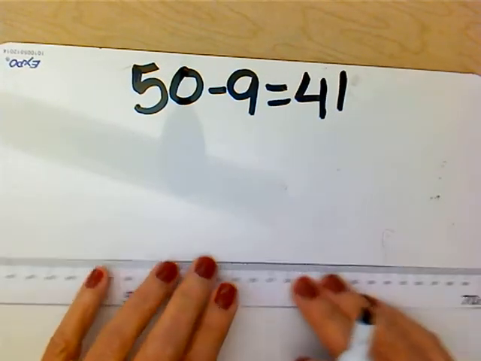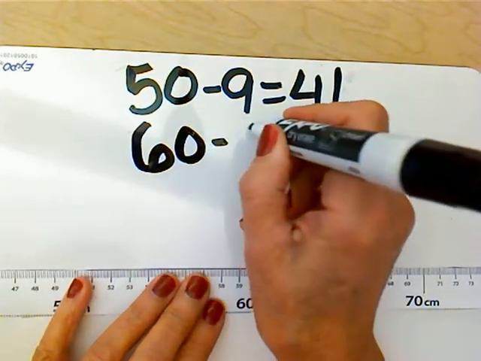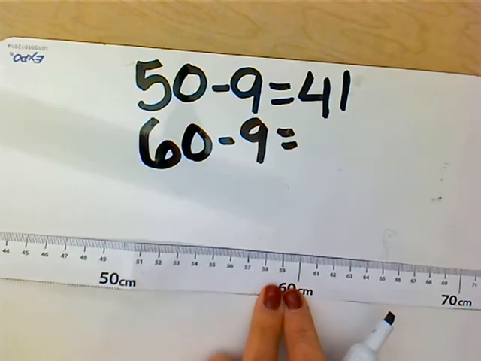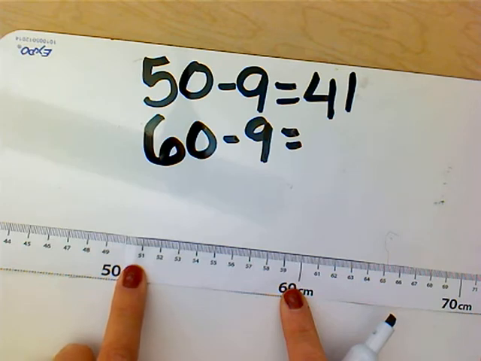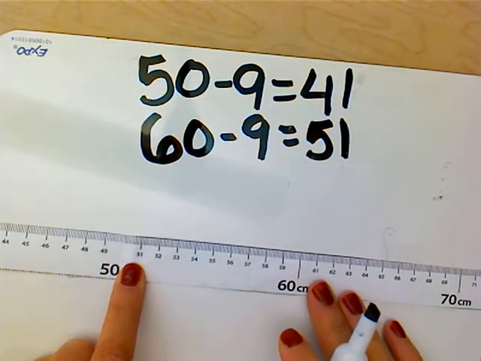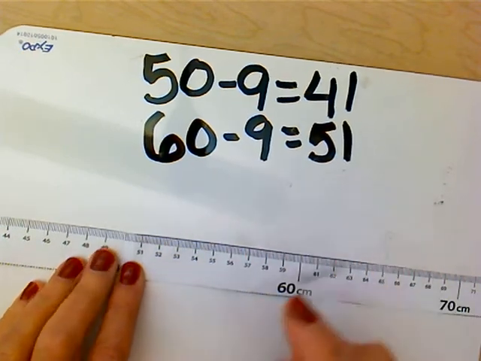Hey, let's try another one. This time we're going to do 60 and we're going to take away 9 also. So you're going to start at 60 and take away 9. Where does that put you? If you said 51, congratulations, that would be exactly right. So 60 take away 9 would be 51.